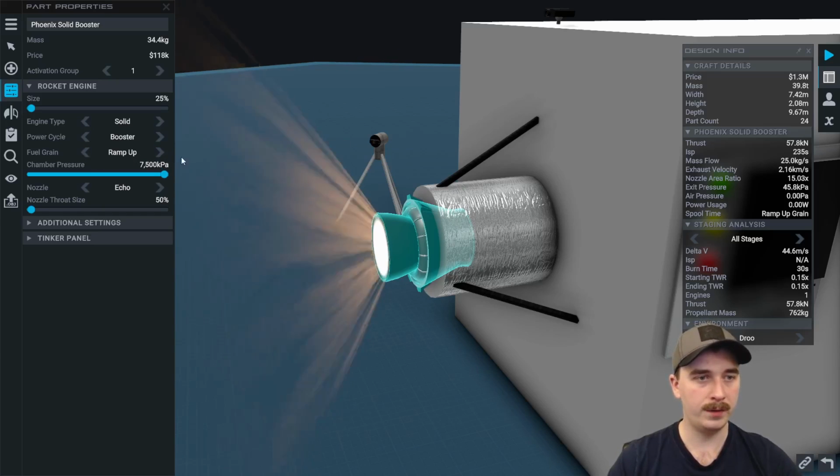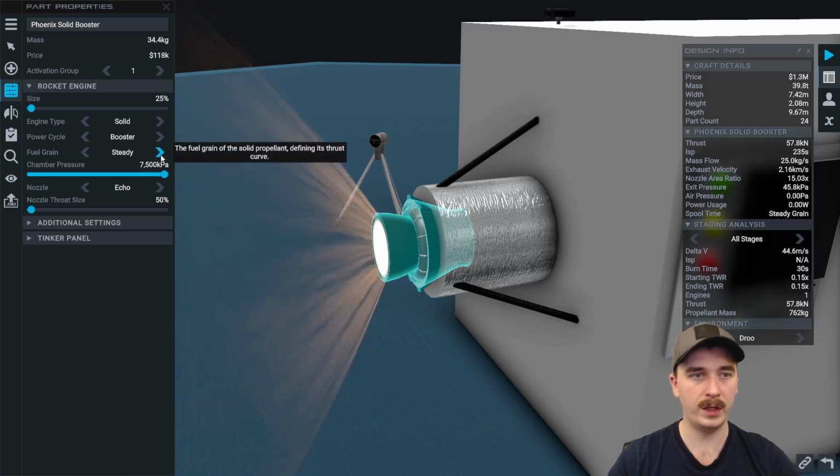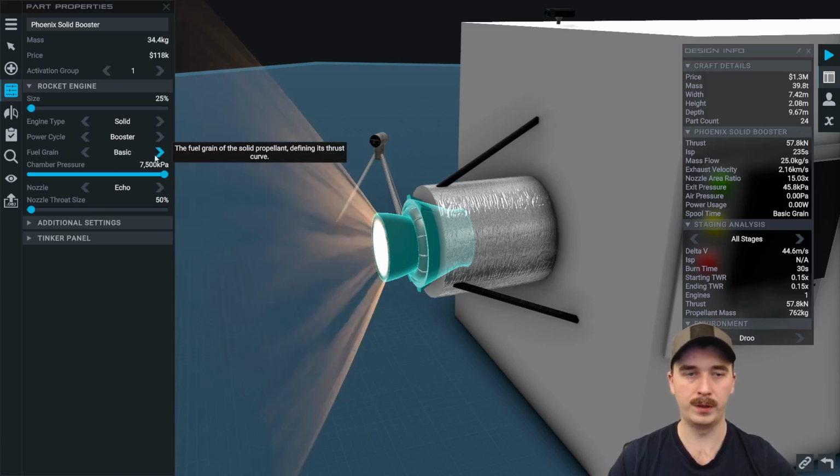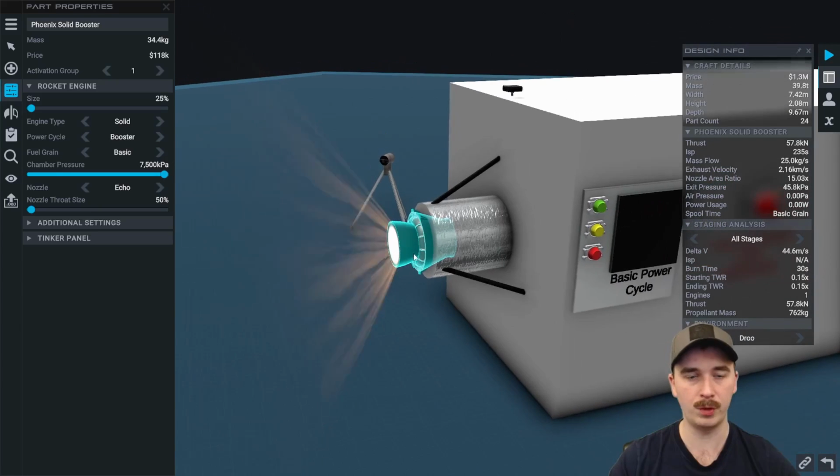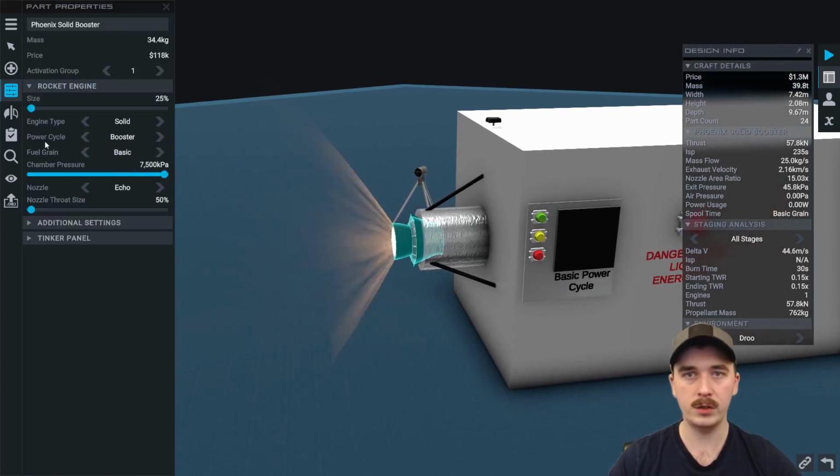So right now I have this set to ramp up, but there's also the steady fuel grain, ramp down, impulse, and then the basic fuel grain. The basic is the default fuel grain when you drop a rocket into the game. So if you don't change it, you're going to get this basic thrust profile.